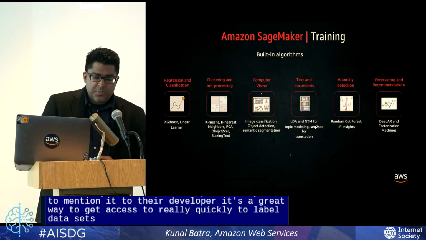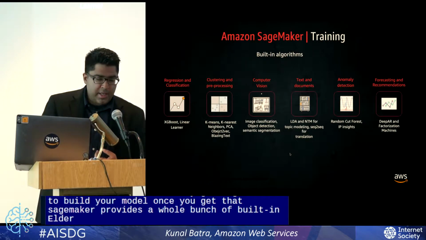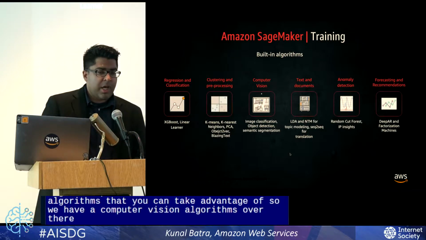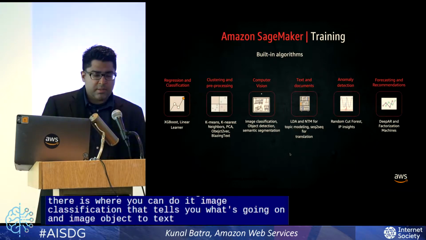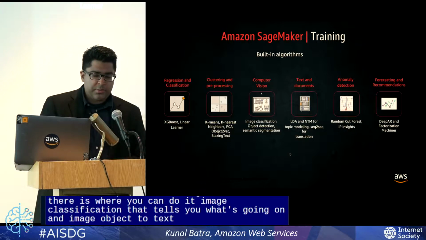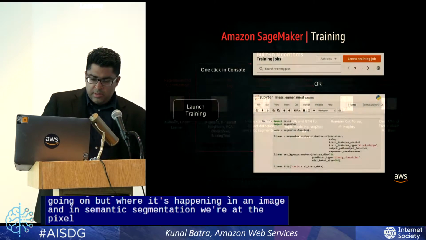Once you get that, SageMaker provides a whole bunch of built-in algorithms that you can take advantage of. So we have computer vision algorithms over there where you can do image classification that tells you what's going on in an image, object detection, not only what's going on, but where it's happening in an image, and then semantic segmentation where at the pixel level, you can see what's happening, right? So let's say you want to see all the buildings or you want to see highways on a road, you can do semantic segmentation and just be able to get those markers with that.